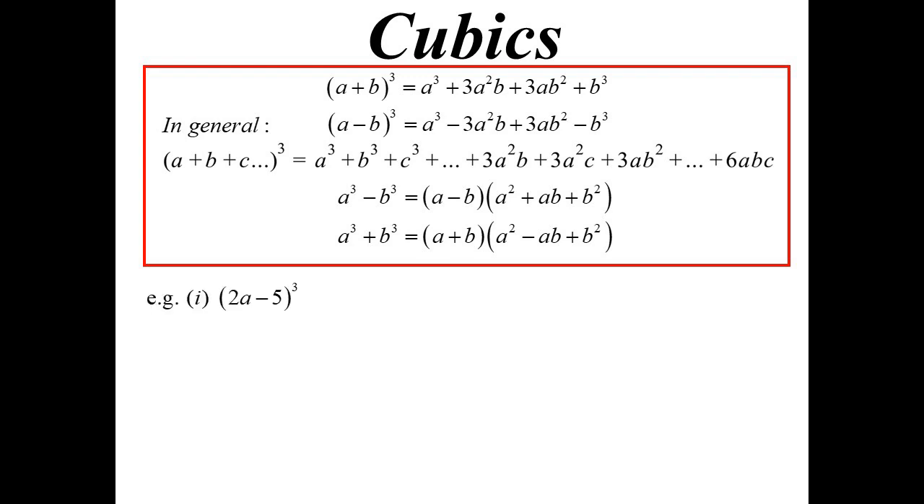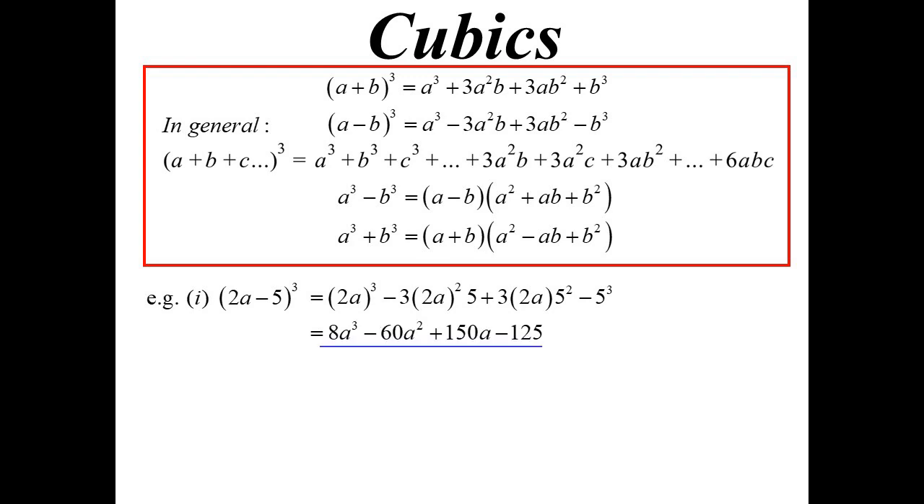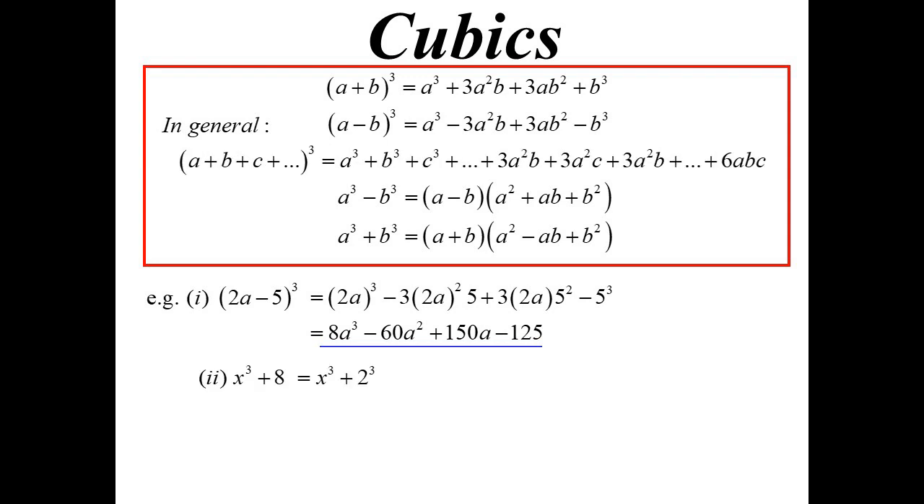I've got 2a minus 5 all cubed. Then, not saying you'd write this down, it might be in the head, but first one cubed minus 3 times first one squared, then the second one, plus 3 times the first one, second one squared, minus the last one cubed, we end up with our answer. Sum of 2 cubes, because 8 of course is 2 cubed.